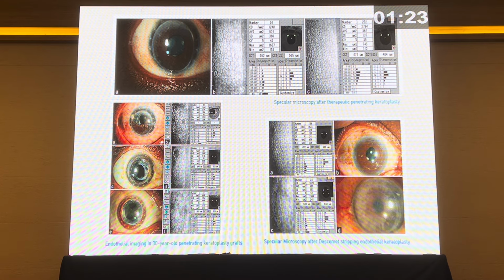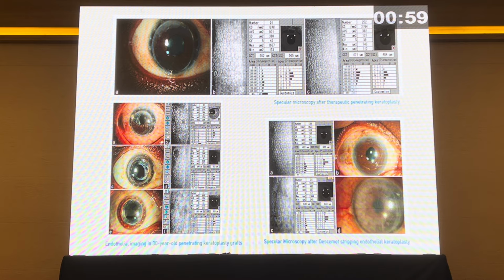These are some of the pictures. You can see a therapeutic penetrating keratoplasty done on the right side. Left side it's normal. The cell area is the main thing you should look for. Here the cell area is 362, but here when you look at it, it's 801. So the cell area is increased. That is the polymegathism. And cell density, if you look at it, is 2764 and 1248. So that is the cell density loss.